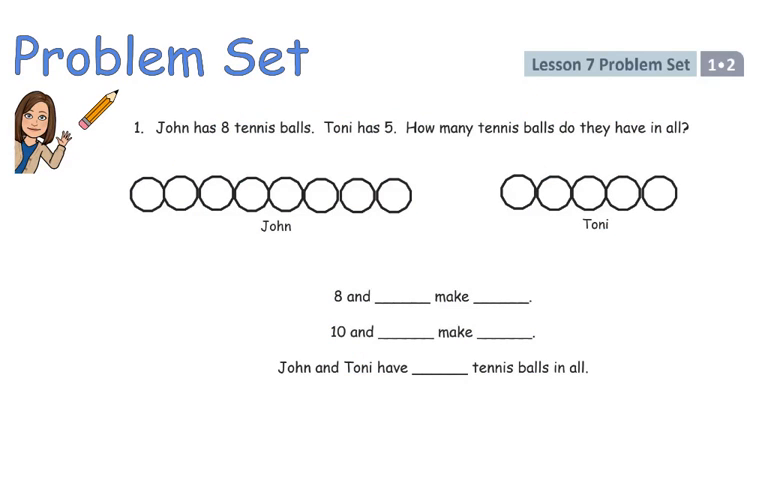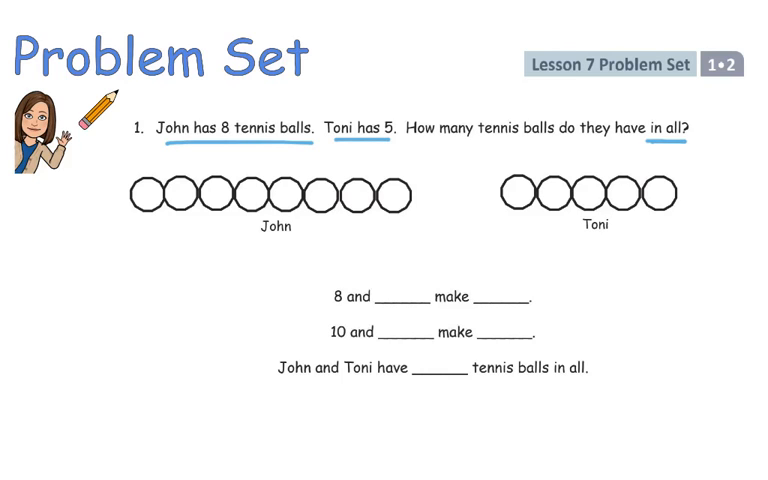Now this is in your book. So again, make sure you're open to lesson 7, page 25. If you need another minute to find your page, just pause the video. So our problem here says, John has 8 tennis balls. That's important. We're going to underline that sentence. Tony has 5. We're also going to underline that sentence. That sentence is also important. How many tennis balls do they have in all? So we're finding out how many in all. Okay, that's also important.